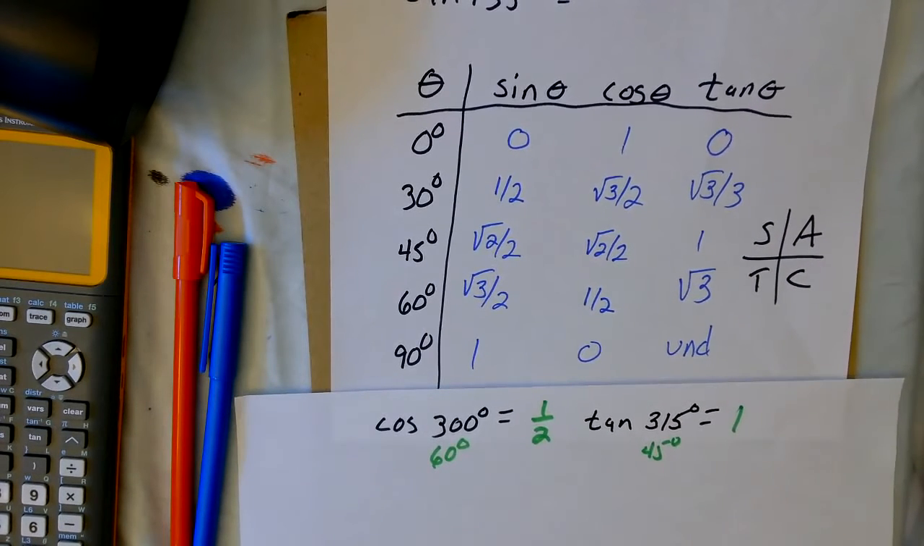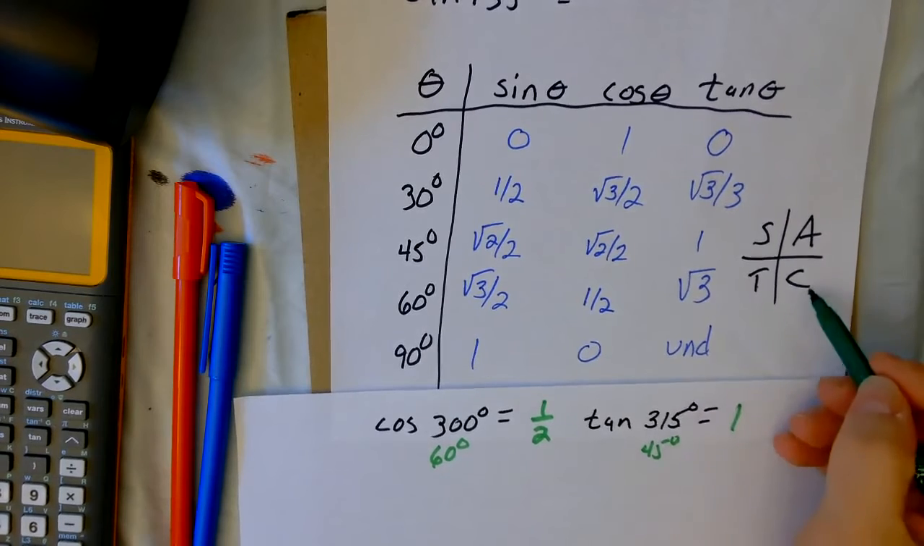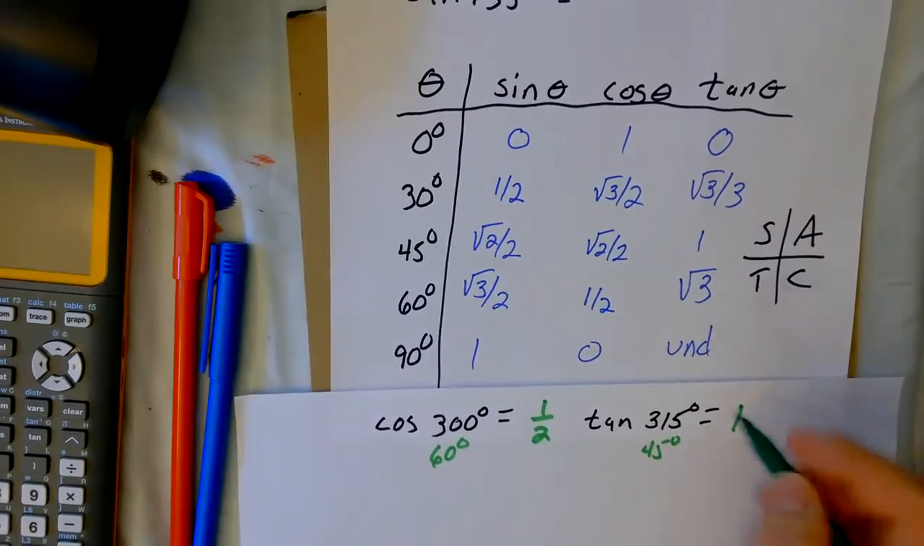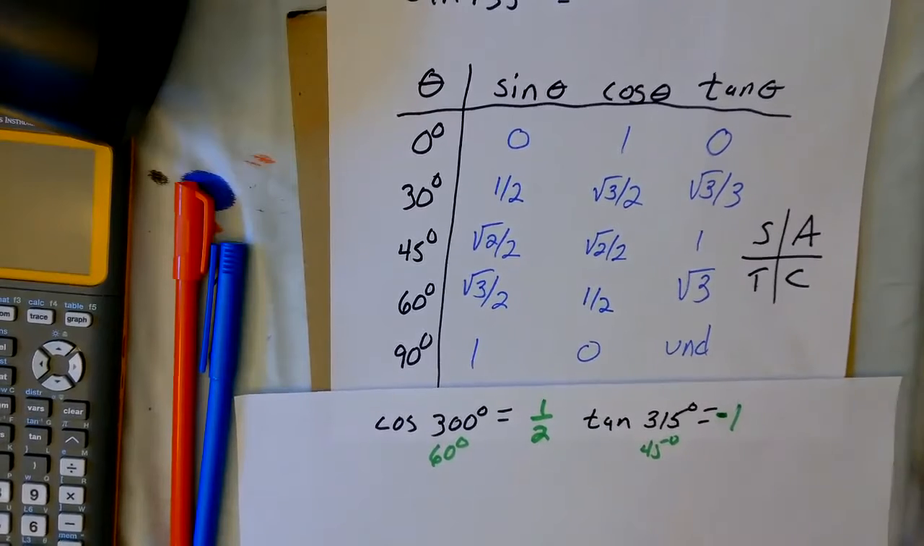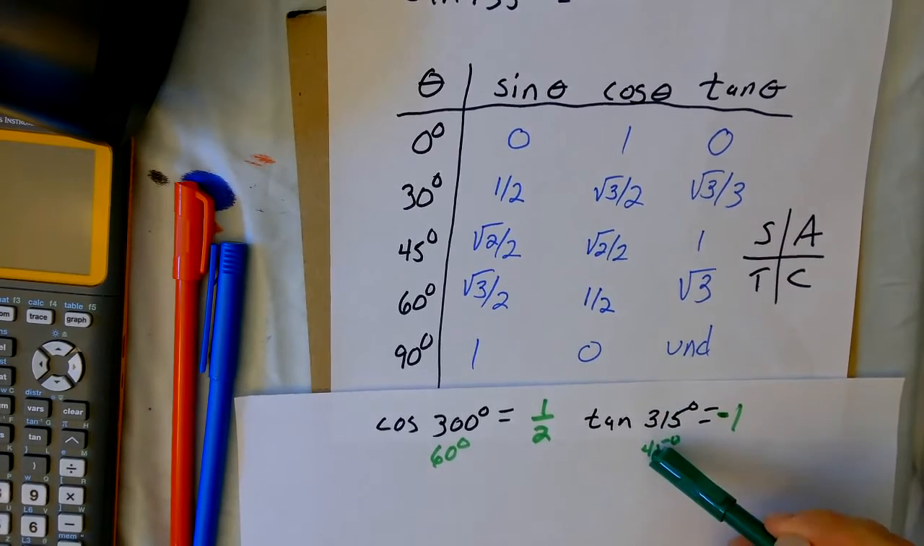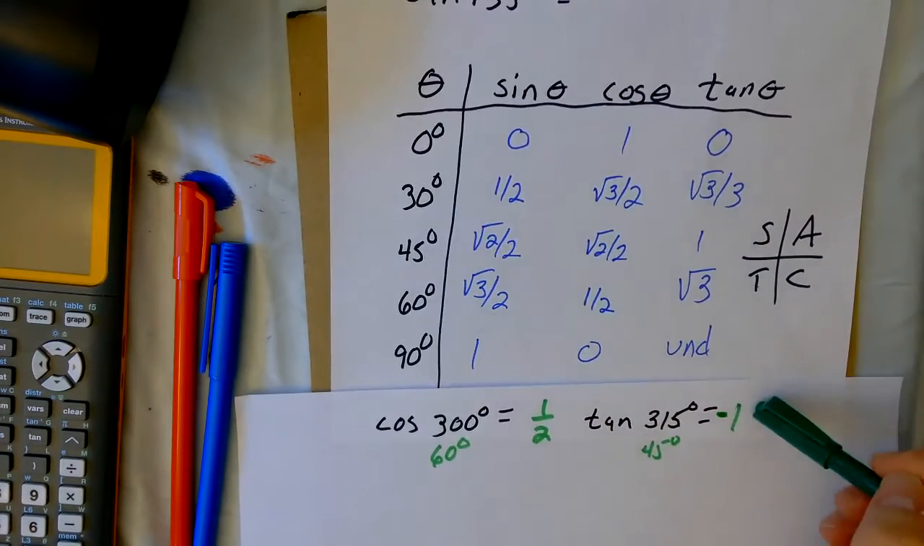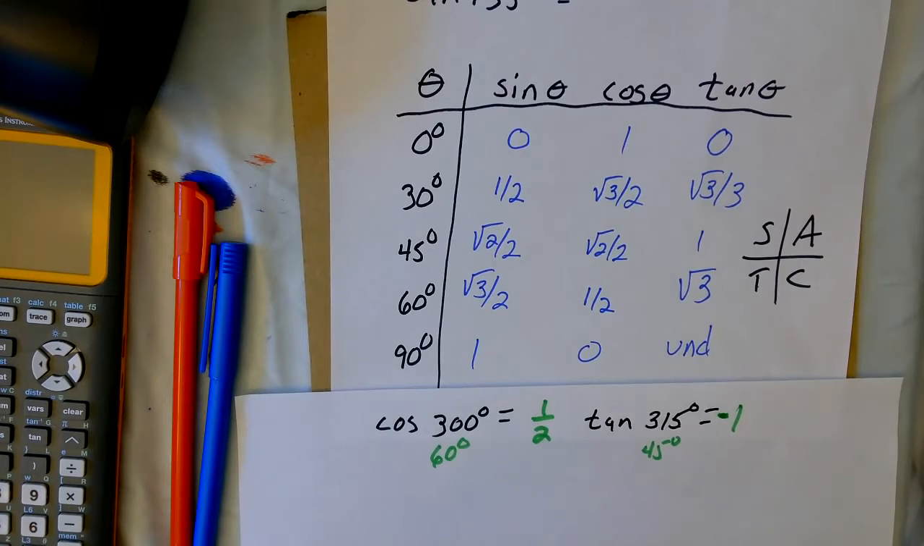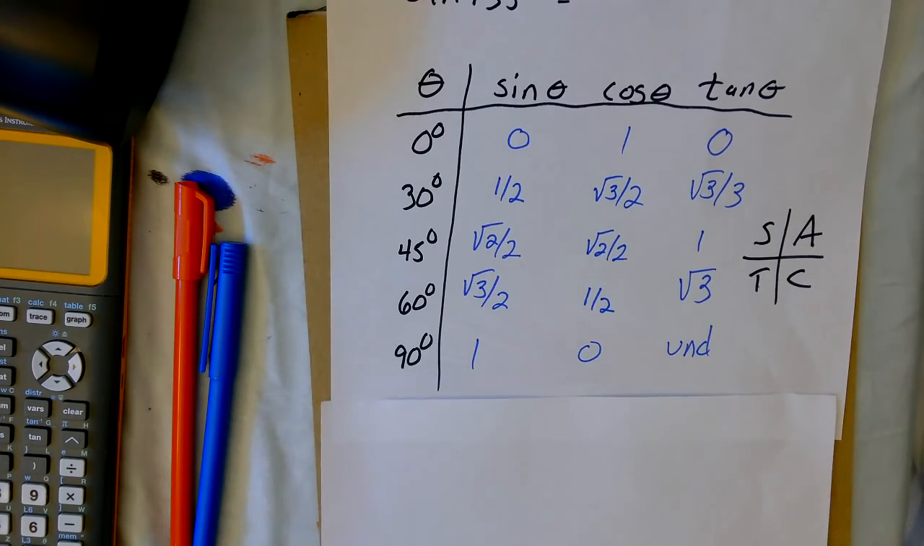But the question is, will it be positive or will it be negative? 315 is in the fourth quadrant. Cosine and secant are positive. Tangent is not. So tangent of 315 must be negative 1. Again, we're just going through that same thought process every time. What's the reference angle? Get the value out of the chart and determine positive or negative. Those same 3 steps every single time.